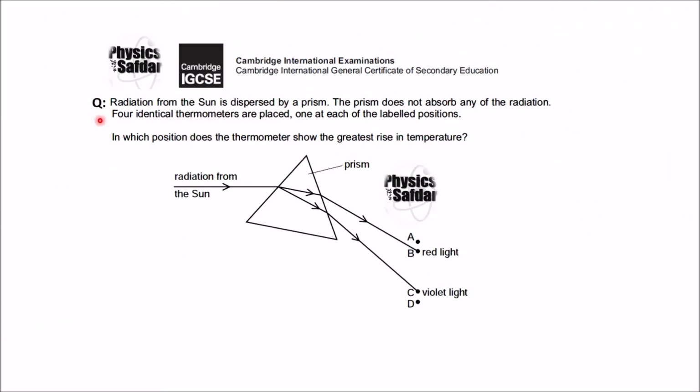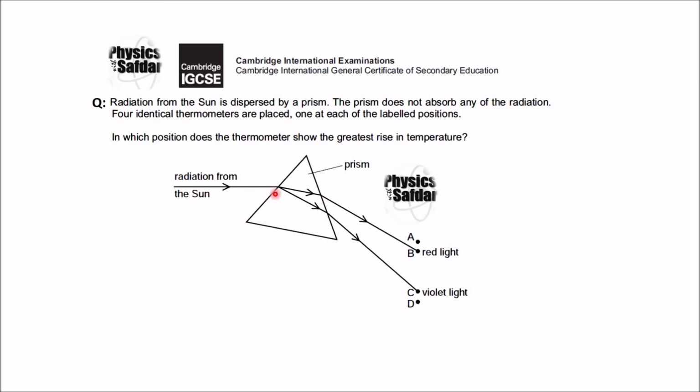The question is, radiation from the sun is dispersed by a prism. The prism does not absorb any of the radiation. Four identical thermometers are placed, one at each of the labeled positions. Look at the diagram. This is a triangular prism.